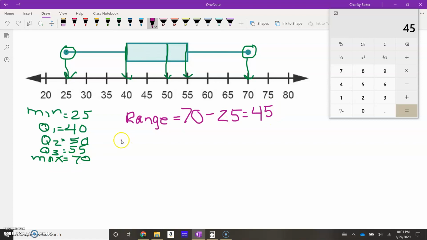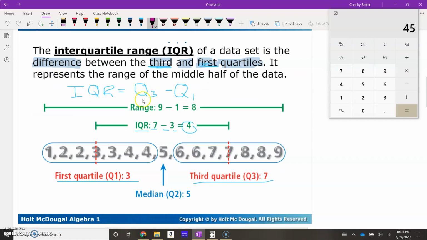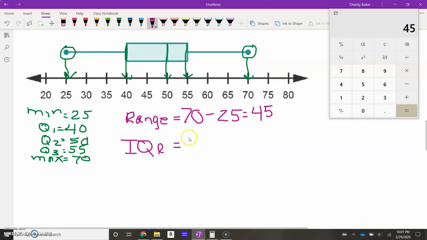So let's do the IQR. Do you remember the formula for IQR? IQR is Q3 minus Q1. We already found Q3 and Q1, so we just have to write them down. Q3 is 55 minus Q1, which is 40. 55 minus 40, obviously, is 15.